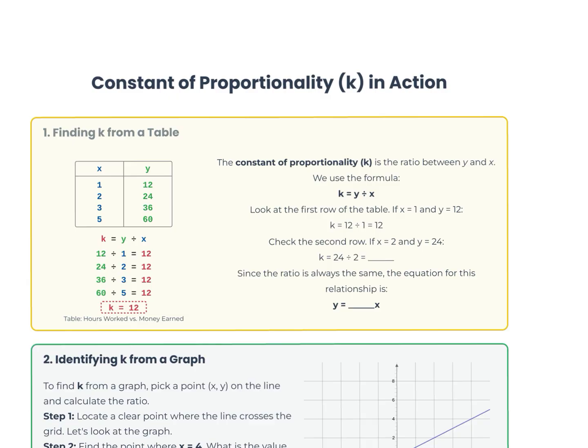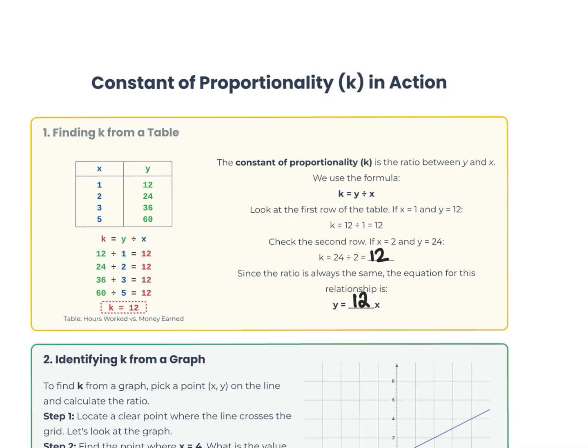So in this particular problem, you can see that I've already figured out all of our rates for each one of our 4 data points, and it was all 12. So in this case, because 12 divided by 1, 24 divided by 2, and so forth, they're all 12, our k is equal to 12. So we can go ahead and put that in. And so since it's always the same, the equation is going to be y equals 12x.